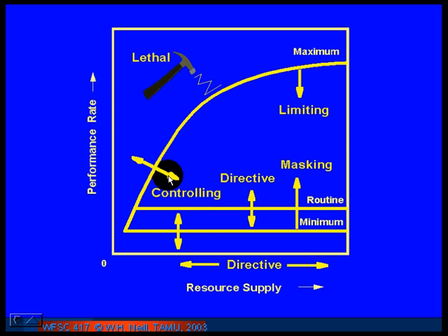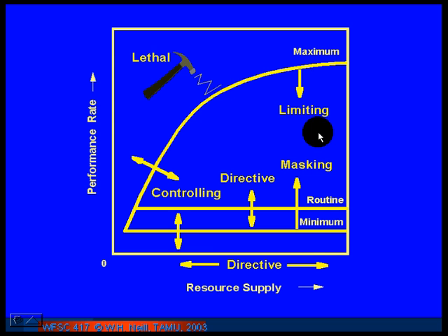You can see easily the role of Fry's factor classes here. Controlling factors affect both the slope of the increase in active rate as a function of resource supply as well as the minimum or standard rate of metabolism. Masking or loading factors raise this minimum. Limiting factors depress this maximum. Directive factors alter the routine level of metabolism as well as positioning the animal along this resource supply axis. So when the animal is successful in response to directive factors, it moves to the right here towards higher levels of resources, which gives it higher capacity for performance.